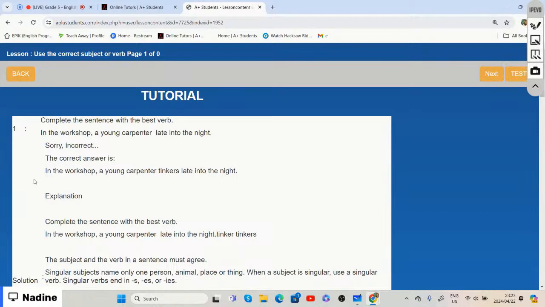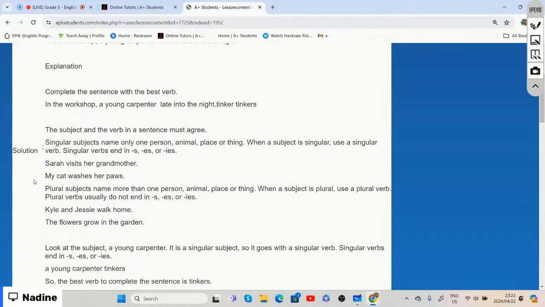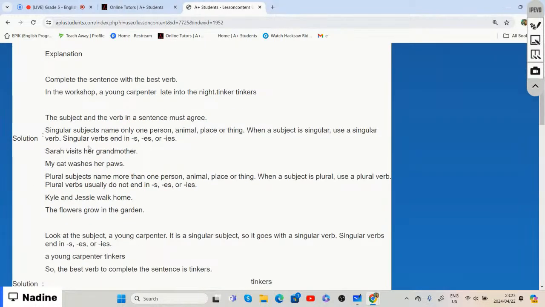All right. So now, once again, we see the subject and the verb in a sentence, they must agree. Remember, we said that it must agree with one another. If the subject is singular, then our verb ends with an s, es, or ies. But if your subject is plural, then our verb does not end with an s, es, or ies.